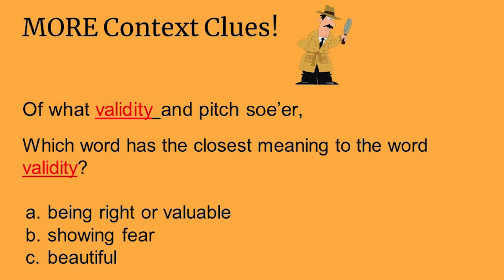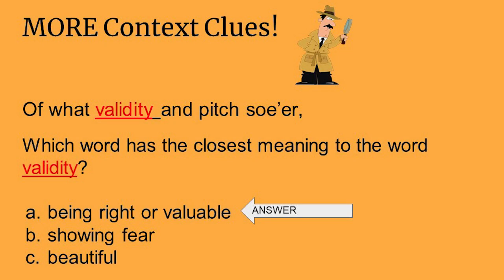So in the text, "of what validity and pitch soe'er," which word has the closest meaning to the word validity? All right, so I want you also to think about the word validity, the word valid within it, and argumentative writing. And we're always talking about valid sources. So again, taking schema, taking background knowledge that you already know is something that helps you understand context clues in meaning. Okay, so A, does validity mean being right or valuable? B, showing fear? Or C, beautiful?